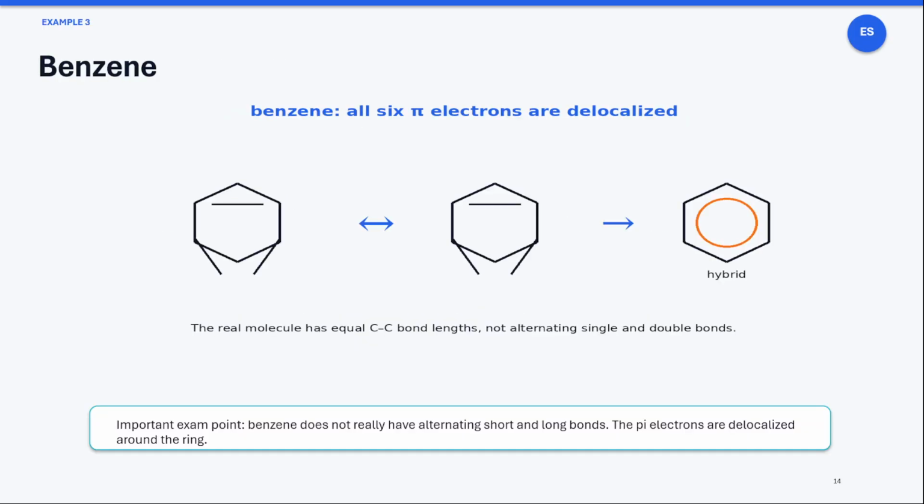Slide 14. Benzene is a classic resonance example. You may see benzene drawn with alternating single and double bonds. Then the double bonds switch positions in the second drawing. But the real benzene molecule is not switching back and forth. The real molecule is the resonance hybrid. All 6 pi electrons are delocalized around the ring. That is why benzene has equal carbon-carbon bond lengths, not 3 short double bonds and 3 long single bonds.